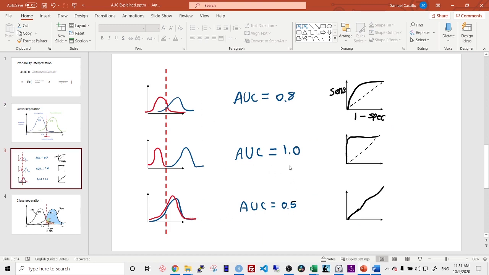The first one is that AUC is equal to 1. This is where the classes are perfectly separated, which means that there's no overlap between the two. In other words, every person is given a perfect prediction. The ROC graph, which shows 1 minus the specificity on the x-axis and the sensitivity on the y-axis, would look like this 90-degree right angle.